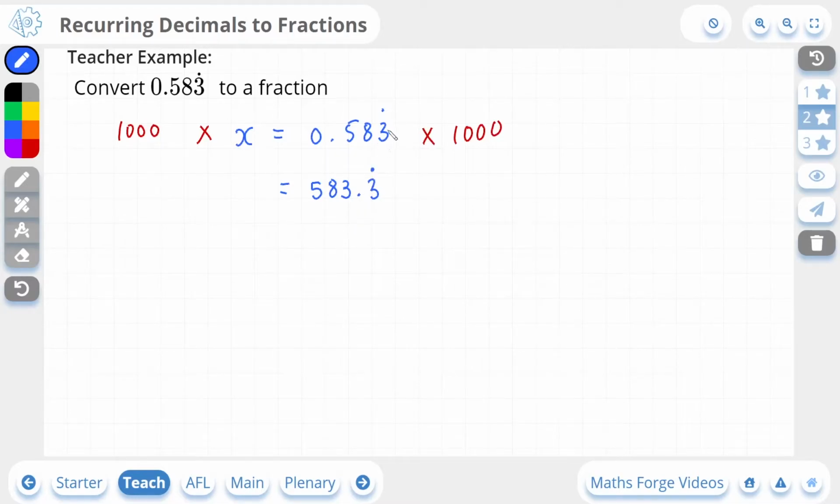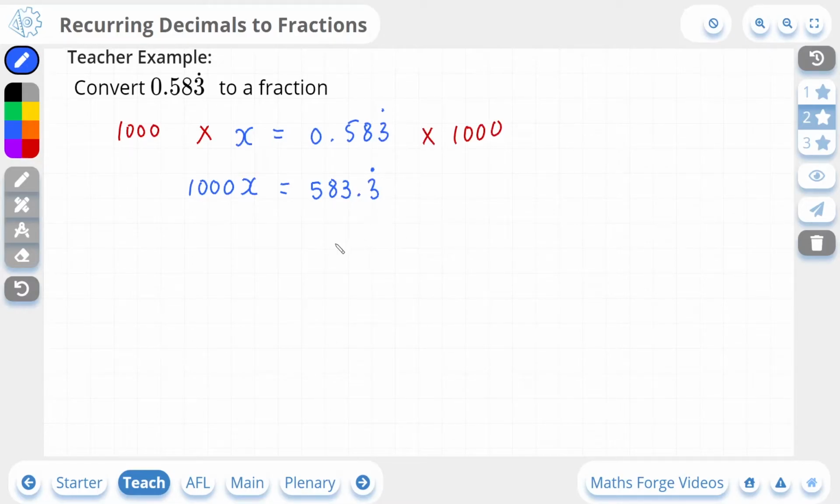Because if you think about it, after the 3, there are just going to be more 3s. This is the only value here that's recurring. And on the left-hand side, it's going to give us 1,000x. Now at this stage, if I decide to do 1,000x minus x, it's going to give me 999x. But if I do 583.3 recurring minus 0.583 recurring, it's not going to give me a whole number. It's going to give me a number with a decimal point.